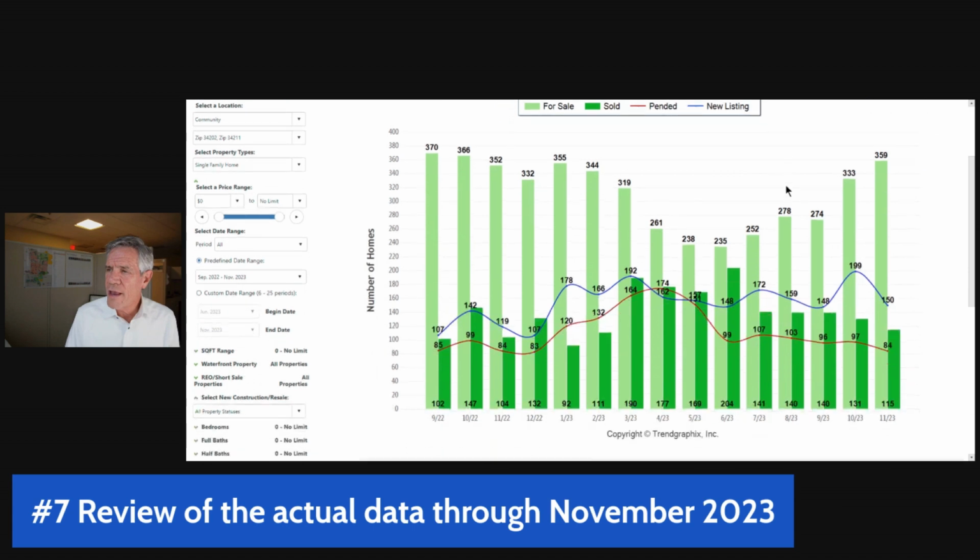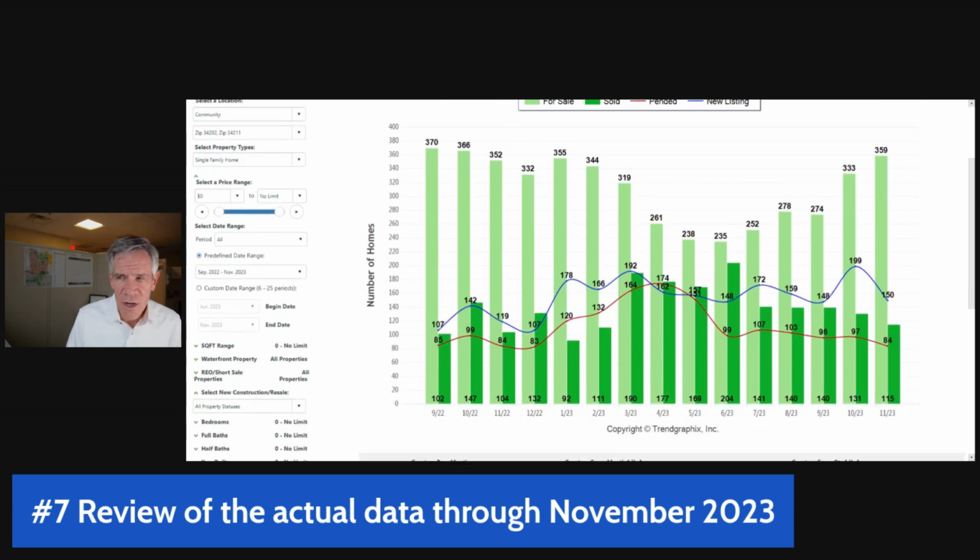So for the last month, we had a total of 359 homes on the market. 150 of those were new listings, so that's how many listings came on in the month. As you can see, the month before, 199 listings came on. It dropped to 150. 84 is the number of homes that went pending during that time frame, and then 115 homes were actually sold and closed out during the month of November.